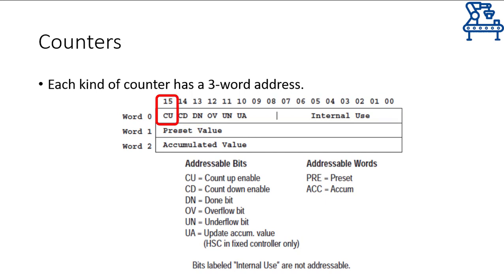The bit 15 is set if the count up counter is enabled, whereas for count down counter, bit 14 is set. Bit 13 or the done bit will signal when the counting has been completed, that is, the accumulator value has reached the preset value. I'll explain the rest of the bits in a while.